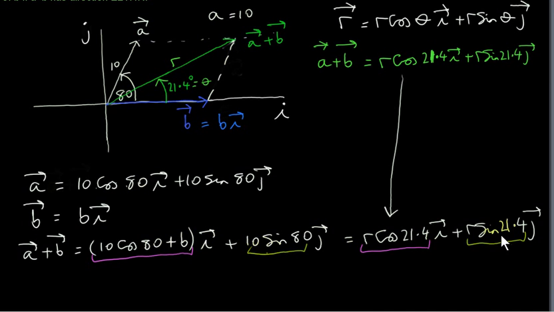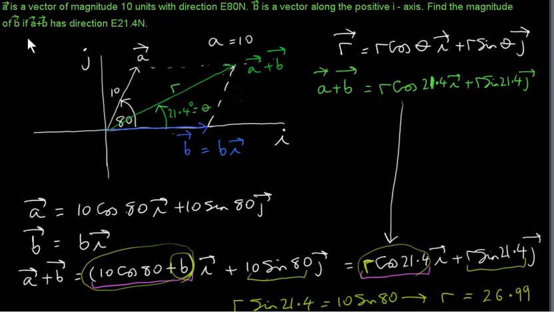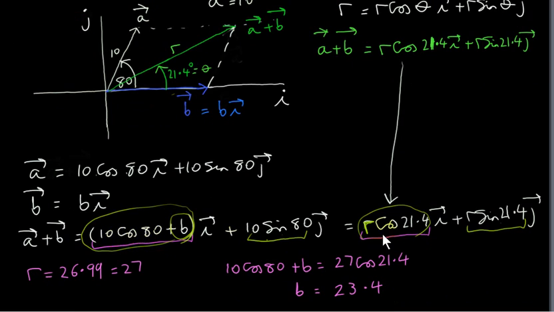The easiest thing to do is to equate the j components first, because by equating the j components we have an equation with just one unknown. So I'll write this down first. r sine 21.4 equals 10 sine 80. To get r, we just divide. We take 10 sine 80 and divide it by sine 21.4, and we get an answer of 26.99. So we have to solve this other equation for vector B. I'm rounding 26.99 to 27.